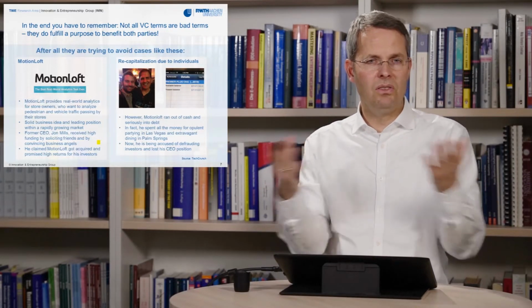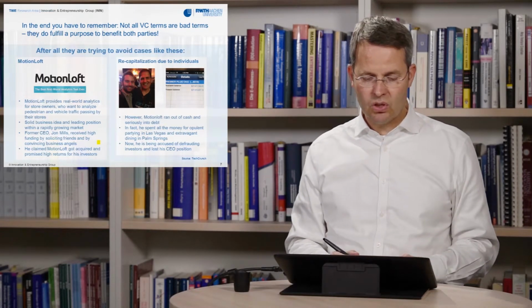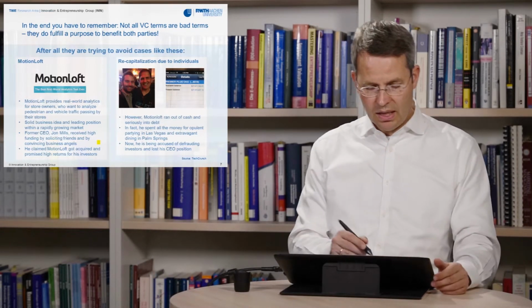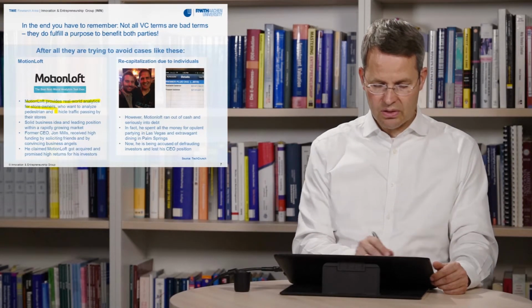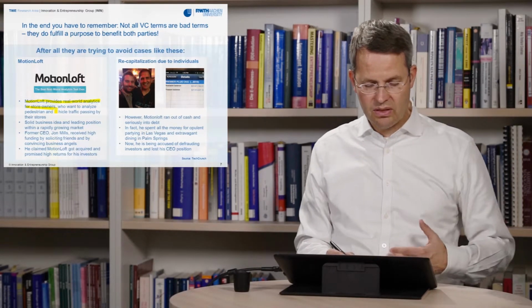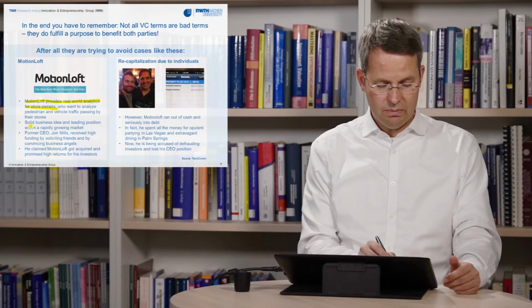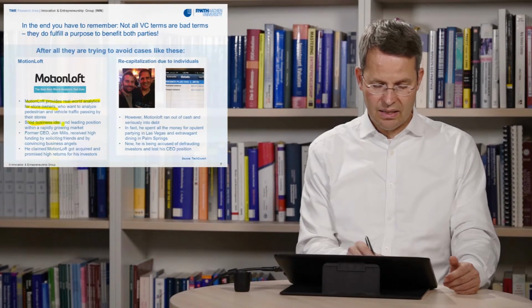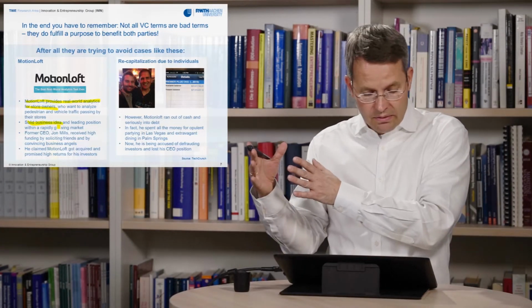Now you might ask the question, is this really necessary these days? Why don't we have those handshake deals? Well, look at this example. MotionLoft. MotionLoft provides real-world analytics for store owners who want to analyze pedestrian and vehicle traffic passing by their stores. It's a solid business idea. It's still a business idea. Why shouldn't you do offline what you can already do online?